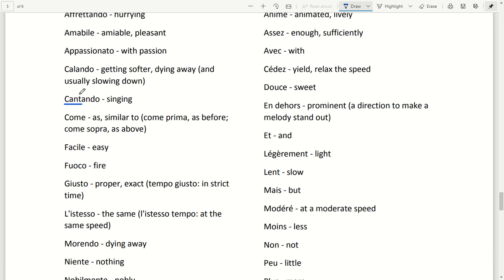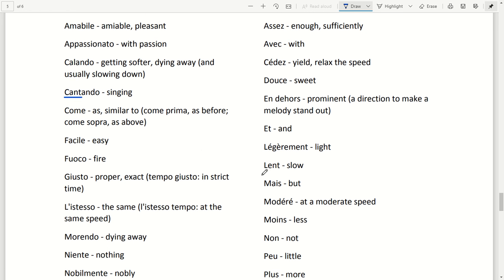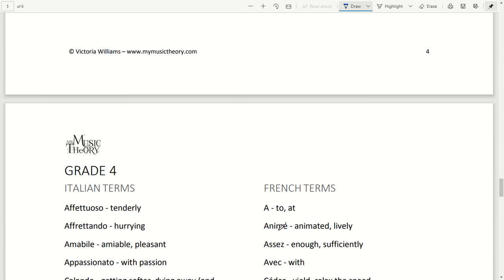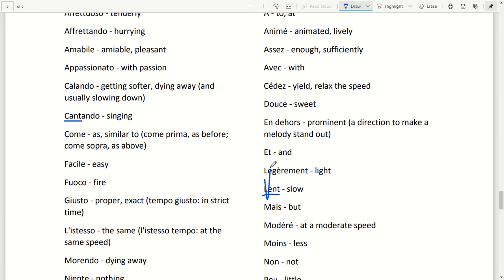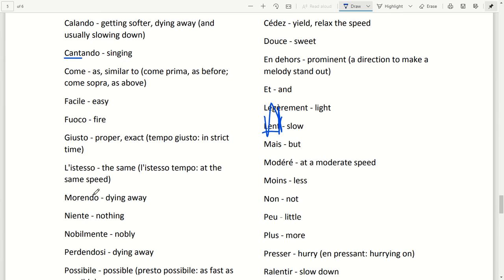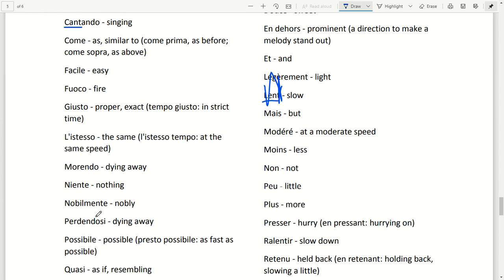Like cantando, or chantando, is just singing. We already know some of this stuff because it pops up again. Lent, that's just the same as lento. Oh wait, no, that's French. We don't need that. Whoops. But nobilmente, you can just imagine a crown. That's nobility. That's noble. Why am I drawing? Oh no, that is a type of crown, yeah.